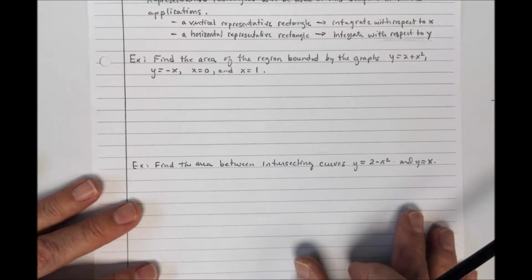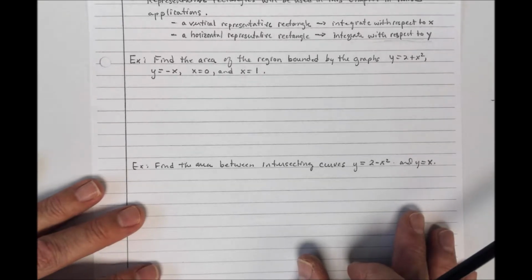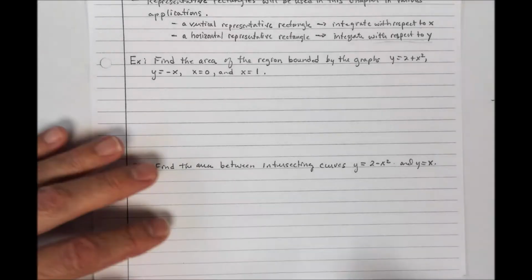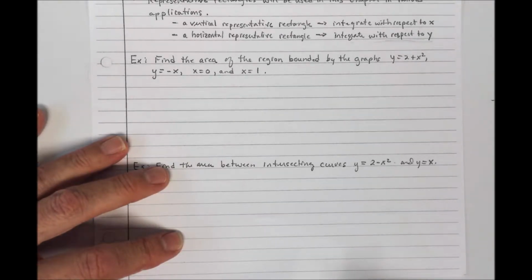So I'll try to show you at least one example of each. All right. Now I have found it convenient to make a sketch, because if I have a sketch of what's going on, then typically I can picture what's going on. I know which graph's above, which graph's below, and all that kind of good stuff here. So I would probably suggest that you make a sketch. It doesn't have to be perfect, but make a rough sketch to get an idea of what's going on.